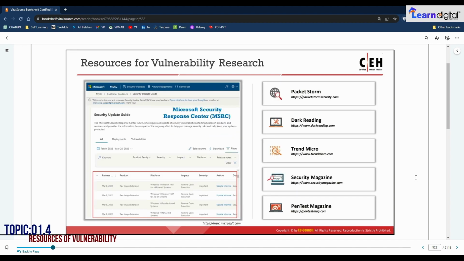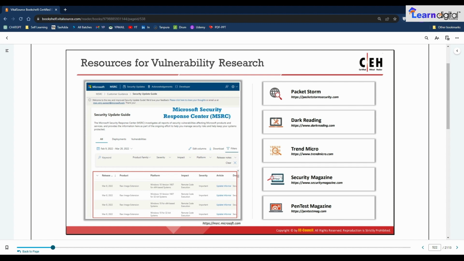Then, resources for vulnerability research. There are some resources which I have mentioned in my slide, such as the Microsoft Security Response Center. This investigates all reports of security vulnerabilities affecting Microsoft products and services, and it provides information as part of an ongoing effort to help security professionals manage security risk and keep organizational systems protected.